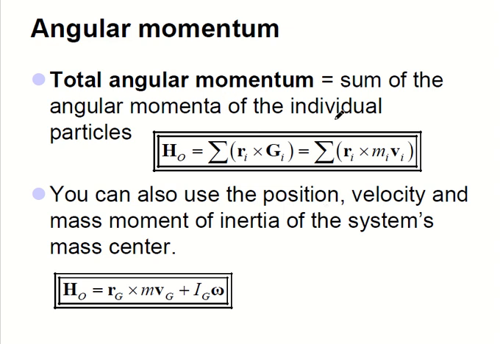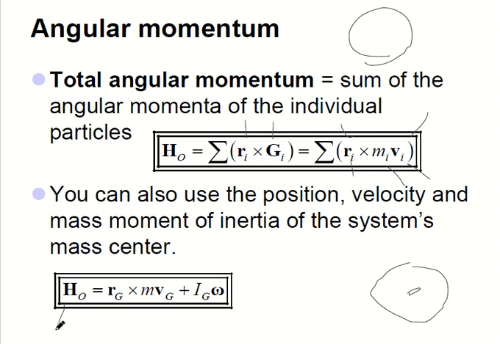So for total angular momentum, we do the rotation. We are going to treat it the same way: the sum of the angular momenta of the individual particles. Here is your angular momentum, your R, and then your linear momentum. We're going to write it in an expanded way, but everything is the same. We're only adding the systems of particles. You can also use the position, velocity, and mass moment of inertia of the system's mass center. If you have a system, of course, we do have the mass center, so we will definitely take a look at the moment of inertia of the system mass center in this way.